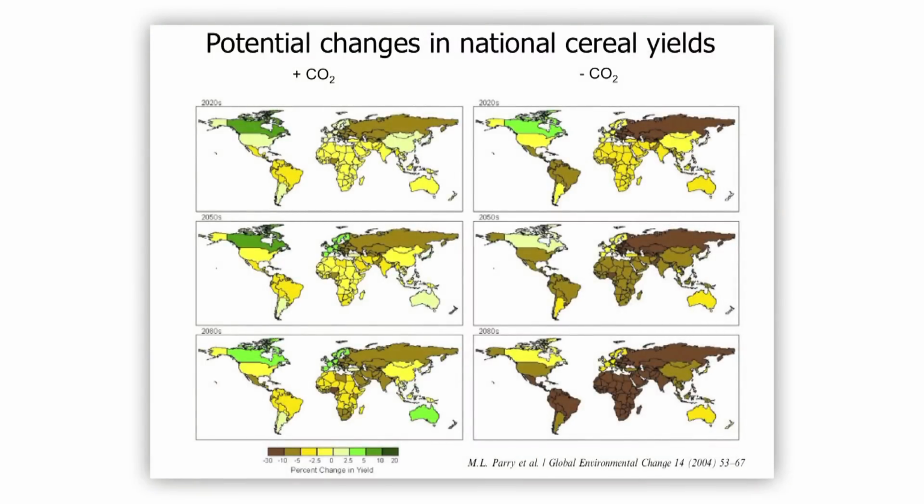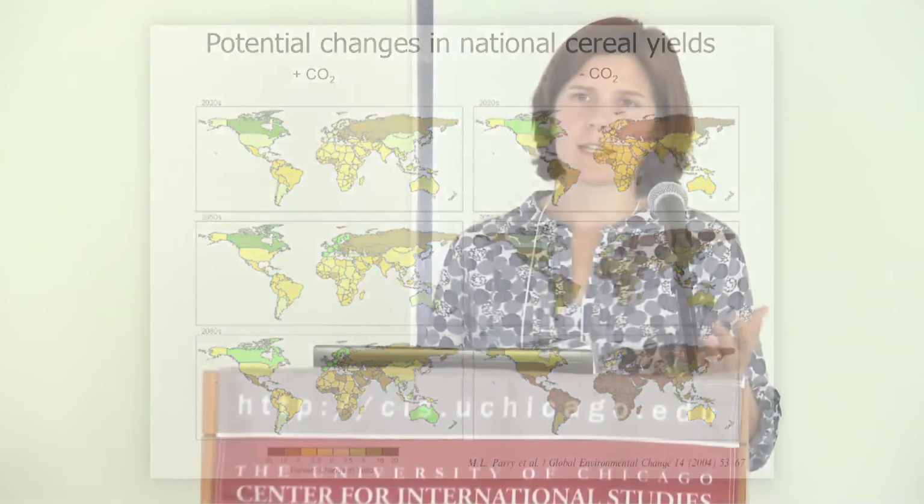What's shown in different colors is the percent changes in crop yield that are projected. The greens are an increase in crop yields, with the darkest color being a 20% increase, and the browns are decreases in crop yields. Yellows are kind of no change to a moderate change. Without CO2 in the atmosphere, it's quite a grim picture for the future. With CO2 in the atmosphere, it's not quite so grim. Regions that obviously are hurt the worst now will continue to be hurt the worst in the future. And that's true in terms of climate change as well.